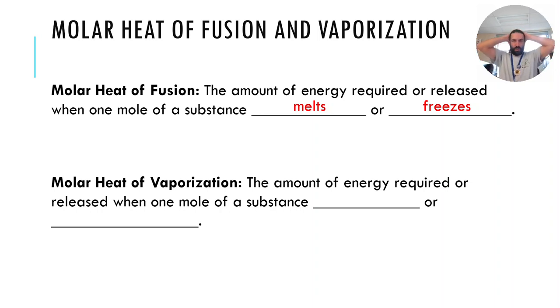So in this discussion, we've already talked about how if something loses heat, its temperature decreases. Well, molar heat is the specific amount of heat that needs to be lost to freeze or the heat to gain to melt.